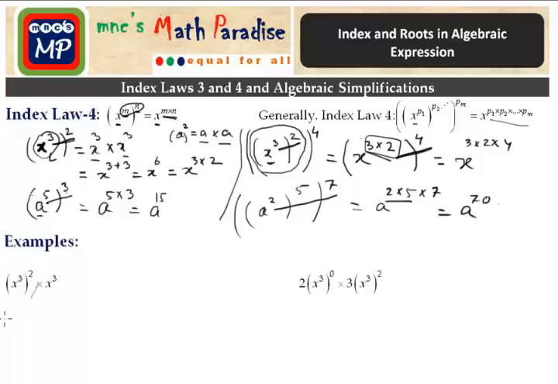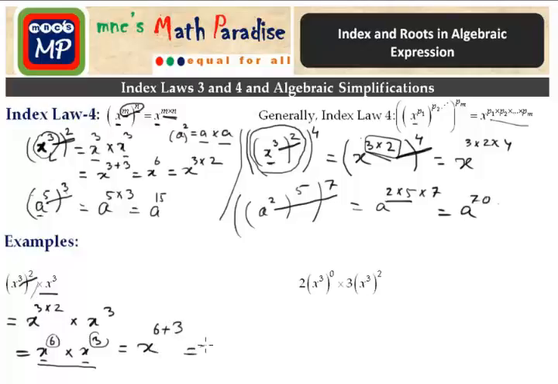So let us do some examples, it will make our concept clear. Here x to the power 3 to the power 2, so power on power, these two powers will be multiplied together, so we will get x to the power 3 times 2, multiplied by x to the power 3. 3 times 2 is 6, so x to the power 6 times x to the power 3. Then if we use index law 1, the multiplication law with the same base x, the powers will be added together, so it will be x to the power 6 plus 3.